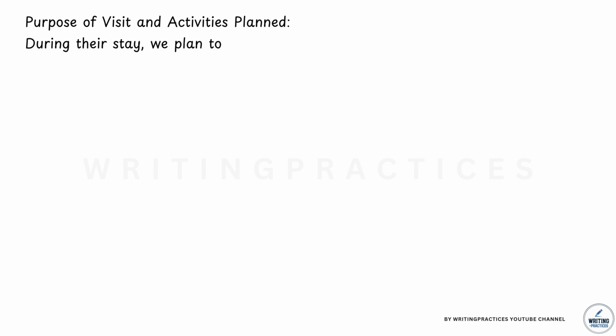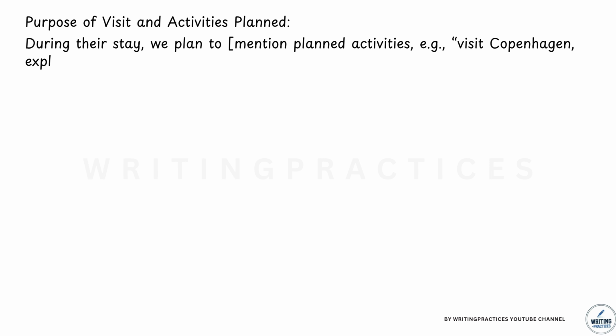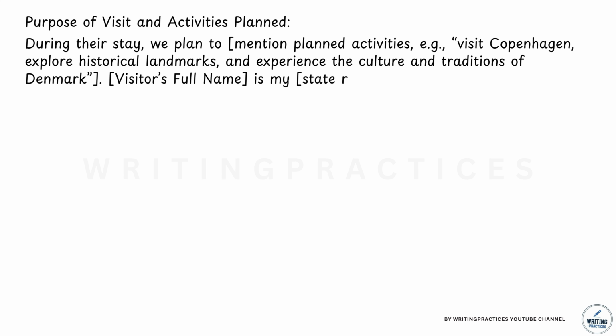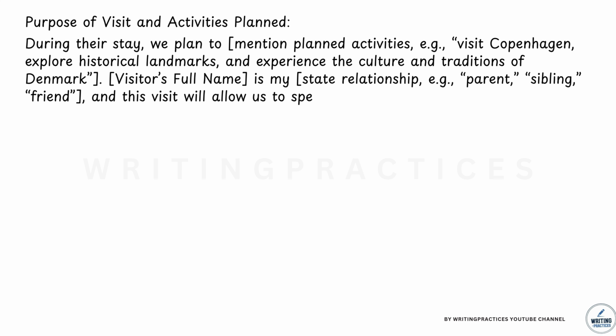Purpose of visit and activities planned. In the next section, elaborate on the purpose of the visit and the activities you plan to do together in Denmark. Be specific and provide examples to show the legitimacy of the visit. For example, during their stay, we plan to mention planned activities, such as visit Copenhagen, explore historical landmarks, and experience the culture and traditions of Denmark. Visitor's full name is my state relationship, such as parent, sibling, friend, and this visit will allow us to spend quality time together. This section is important because it assures the visa officer that the visit is genuine and well planned.